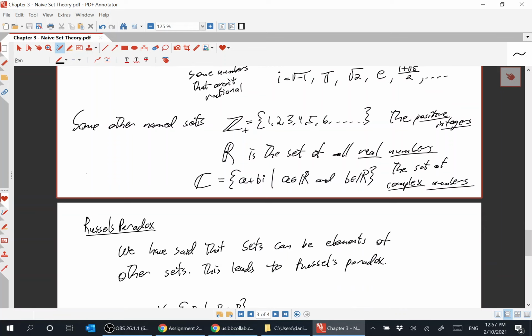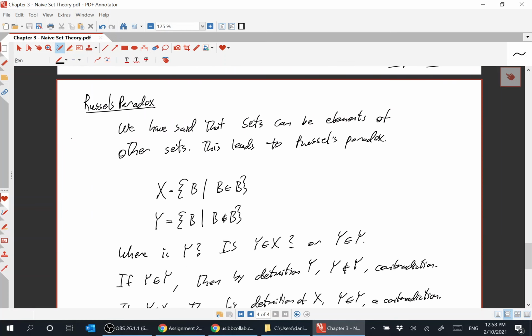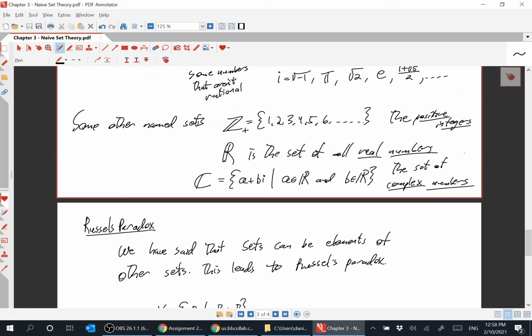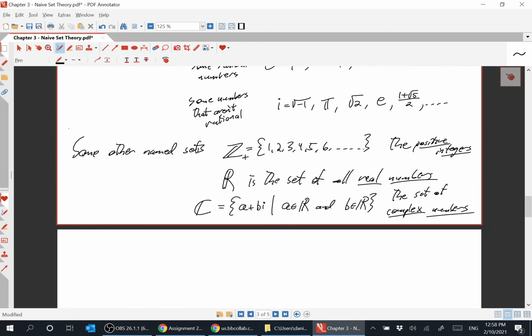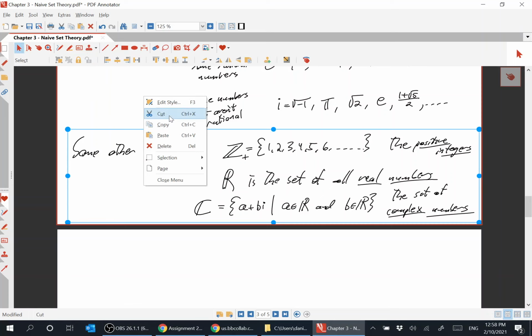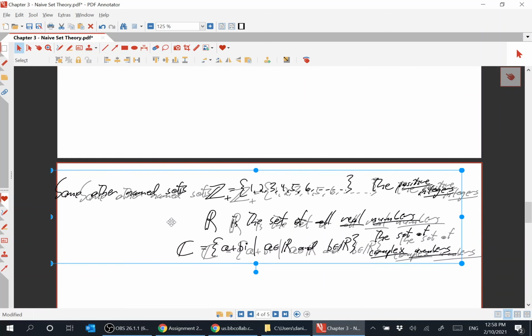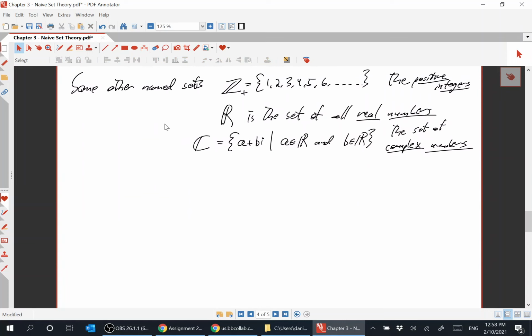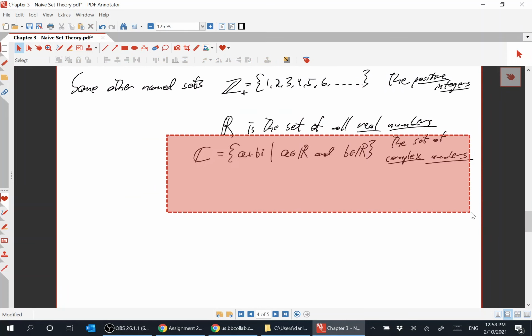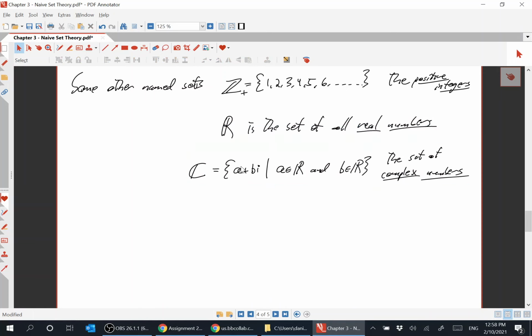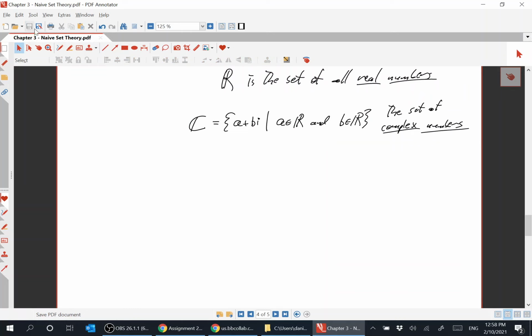Let's do a couple more examples of set builder notation. Let me see. All right. So another example.